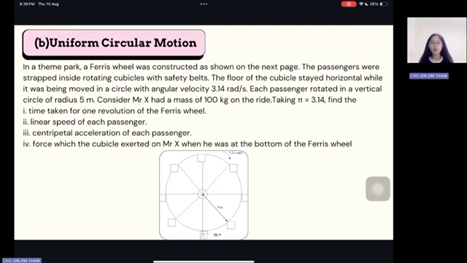Moving on to the next question, we are dealing with circular motion on a Ferris wheel at a theme park. The Ferris wheel rotates passengers in a vertical circle of radius 5 meters at a constant angular velocity of 3.14 radians per second. We are asked to find the time for one revolution, the linear speed of the passenger, the centripetal acceleration of each passenger, and the force which the cubicle exerts on Mr. X when he is at the bottom of the Ferris wheel.